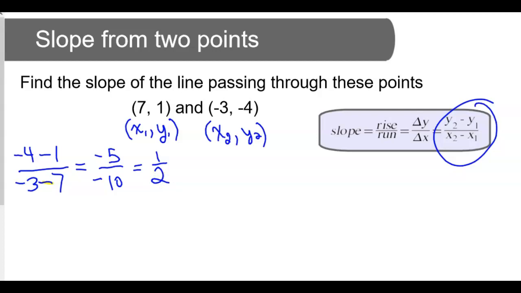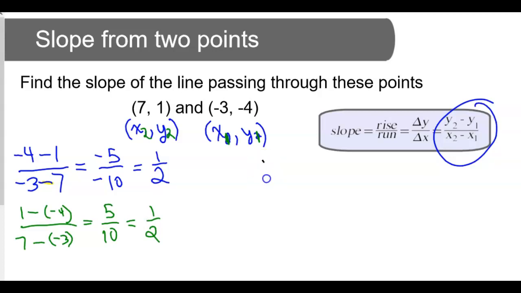But let's say we switch things around, and I wanted my x2 to be the 7 and my y2 to be the 1. And then negative 3 was my x1 and negative 4 was my y1. Well, I could subtract here y2 minus y1. So 1 minus negative 4 over 7 minus negative 3. 1 minus negative 4 is positive 5. 7 minus negative 3 is positive 10. You see we get the same slope, 1 over 2. So it doesn't matter really which coordinates you choose as your x1 and y1. You just need to be consistent with them.